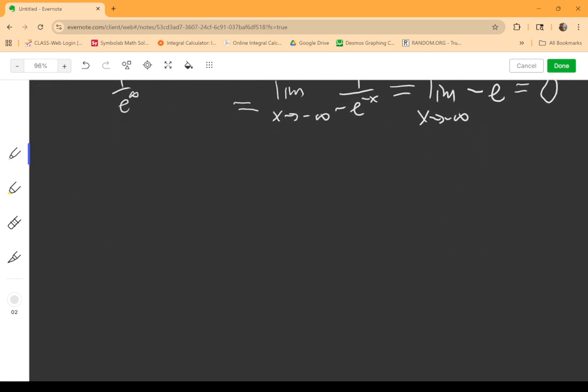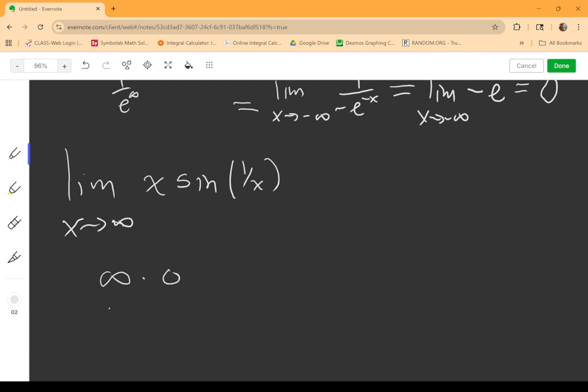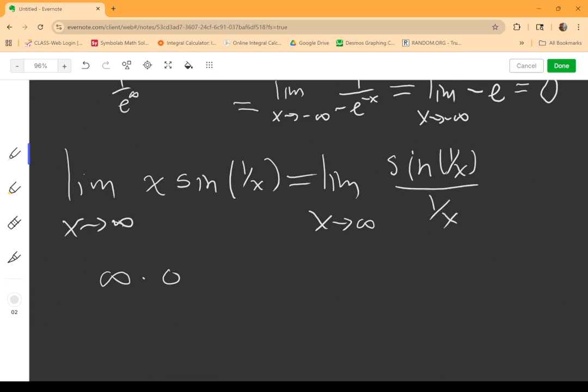How about something like this? I want to find the limit as x goes to infinity of x sine of 1 over x. Notice as x goes to infinity, x is getting really large, x is becoming infinity. 1 over x is going to 0, and then sine of 0 is going to 0, so we get this product form, infinity times 0. So I'm going to take the same approach here: the limit as x goes to infinity of sine of 1 over x, over 1 over x.